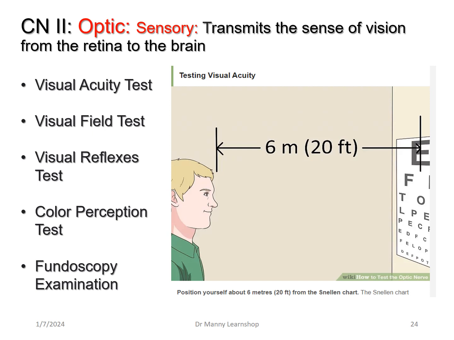Then you've got the second cranial nerve, the optic, and this transmits the sense of vision from the retina to the brain. And this can include the visual acuity test, the visual field test, visual reflexes test, colour perception test, and the fundoscopy examination. There's an example of testing visual acuity using the Snellen chart.